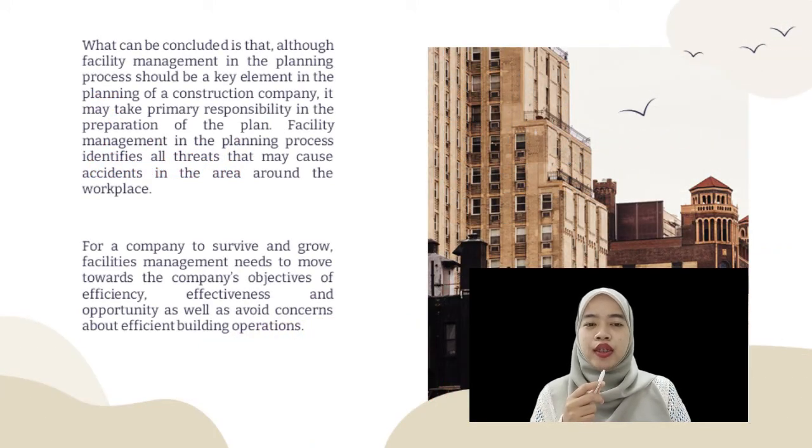So here I will conclude our discussion. What can be concluded is that facility management in the planning process should be a key element in the planning of a construction company, and it may take primary responsibility in the preparation of the plan. Facility management in the planning process identifies all threats that may cause accidents in the area around the workplace. Based on the discussion, it also shows that there are many important factors related to the role of facilities management and its use in the construction industry. Among the factors involved in achieving a level of quality, health, and safe services in the building are objectives, policies, strategies, planning, finance, procedural rules and standards, as well as human resources.